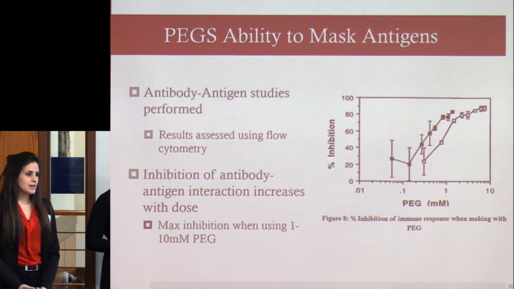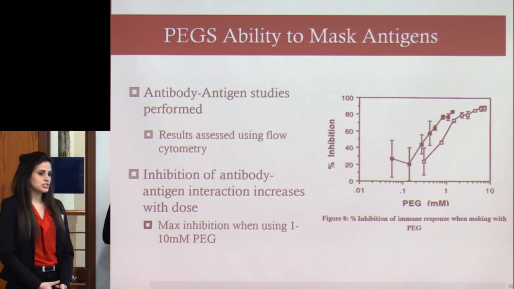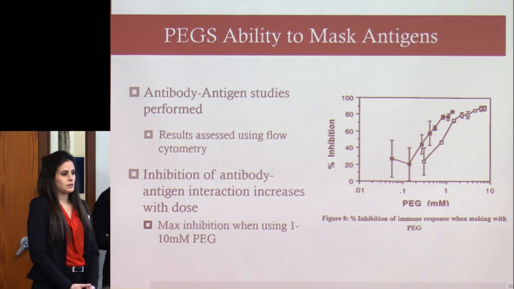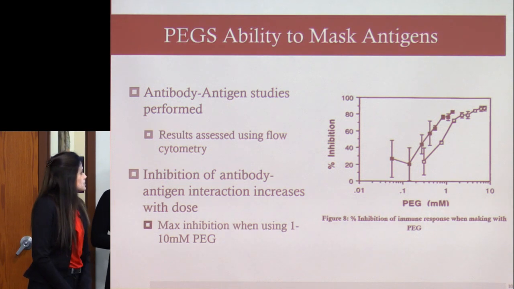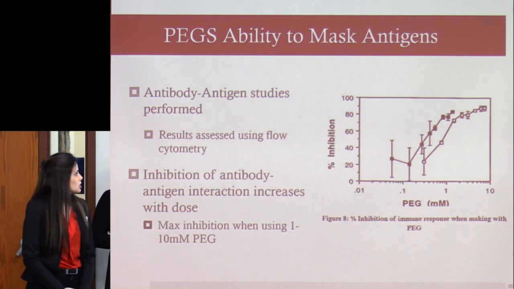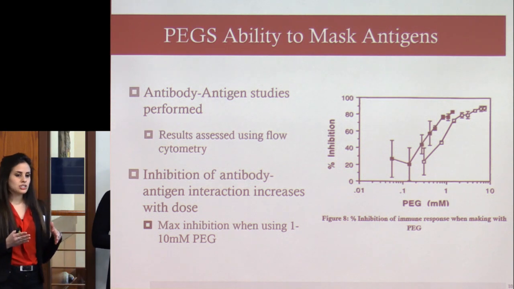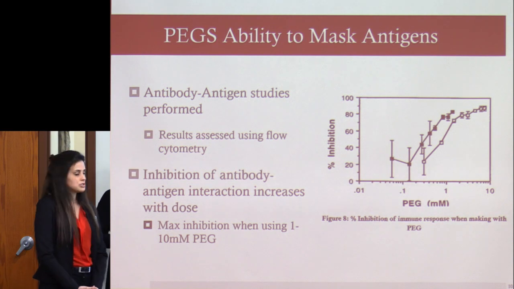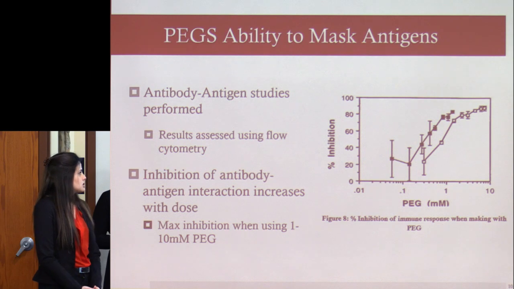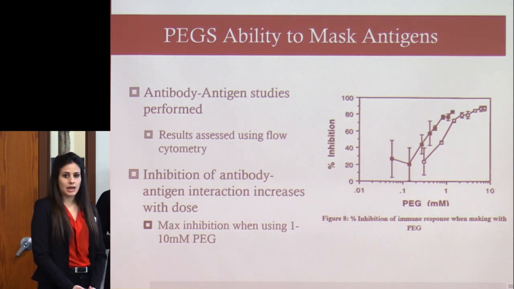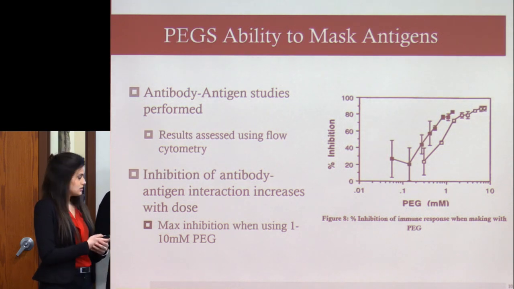And to prove that PEG masked red blood cells actually didn't have a response when they were put in contact with their respective antibody, studies have been performed, and the results were assessed using flow cytometry. This graph to the right shows the amount the antibody-antigen binding got inhibited when you exposed your red blood cells to a certain dose of PEG. And as you can see from that figure, the maximum inhibition was when using 10 millimolars of PEG, which is then the concentration that we decided to use for our process.